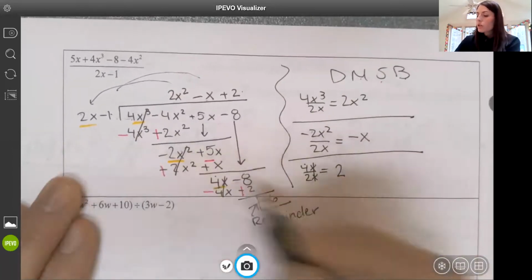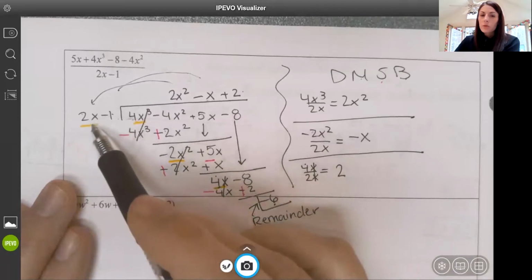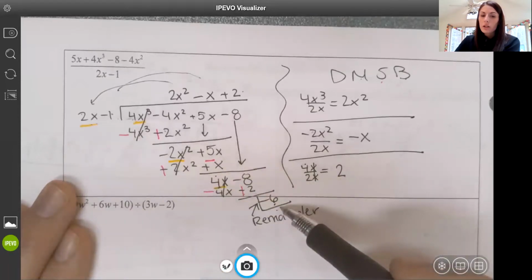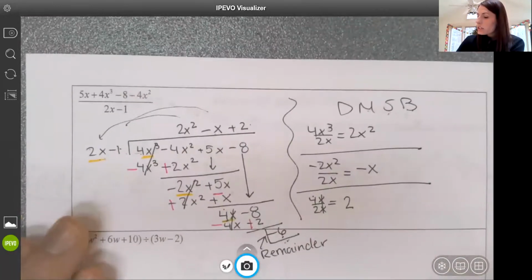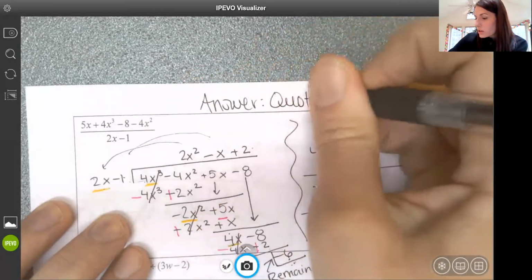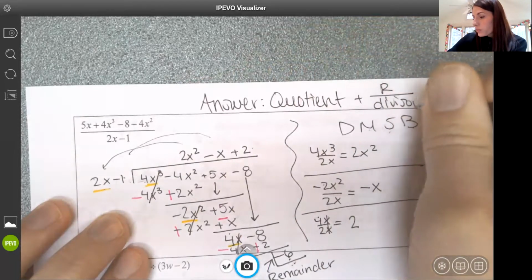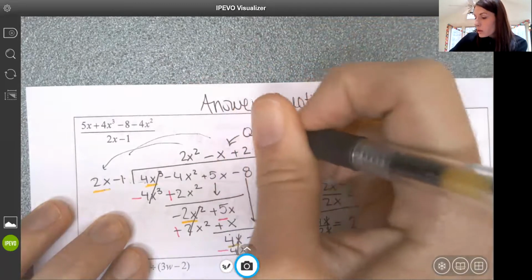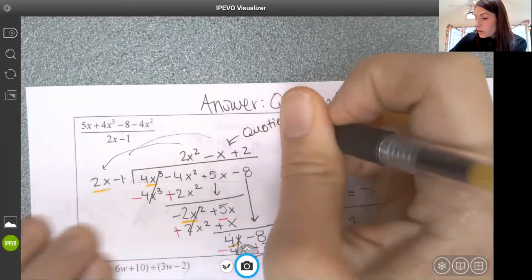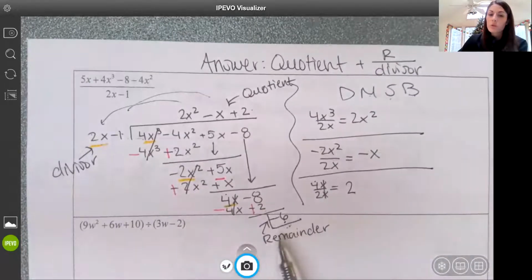I know that because I can no longer divide, as my exponent value here is greater than here, so I stop at that point. Anytime the exponent of my divisor is greater than my leading term here, that becomes my remainder for these long division problems. So my final answer, the way that I write my answer, I'm going to rewrite that here: take the quotient plus the remainder over the divisor. So this is my quotient. This is my divisor that I'm dividing by, and here's my remainder.